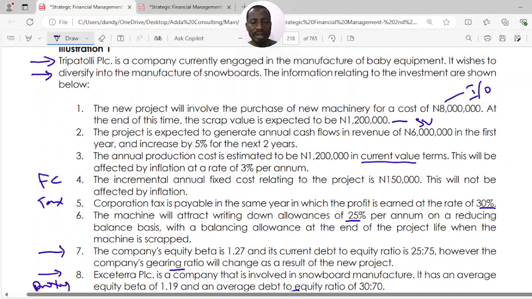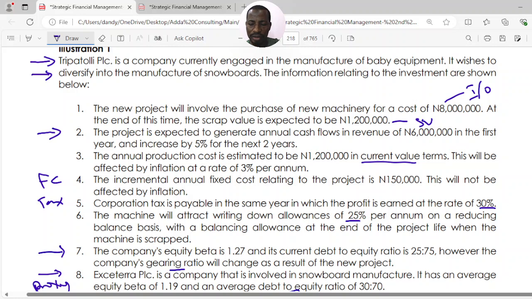I want to calculate my cash flow for revenue. Where do we have information on revenue? When you look at the second bullet point, additional information number 2, the examiner has mentioned that the project is expected to generate annual cash flow in revenue of 6 million naira in the first year, which means that we should start inflating from year 2, and the inflation rate is 5% for the next 2 years.